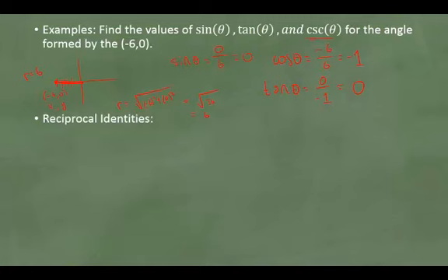Reciprocal identities. From the definitions of sine, cosecant, cosine, secant, and tangent, cotangent, you should notice that sine is just 1 over cosecant. Cosine is 1 over secant. They're just reciprocals of each other. You just flip either fraction around. And tangent theta is equal to 1 over cotangent.